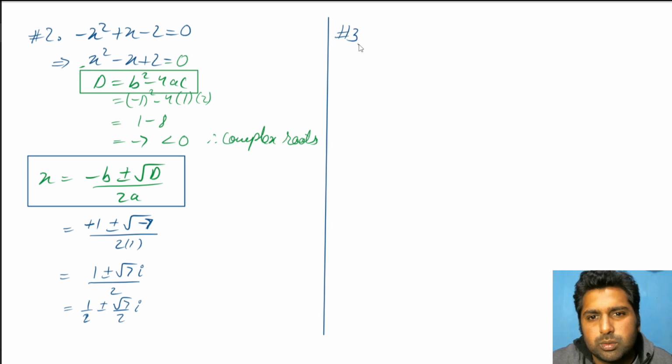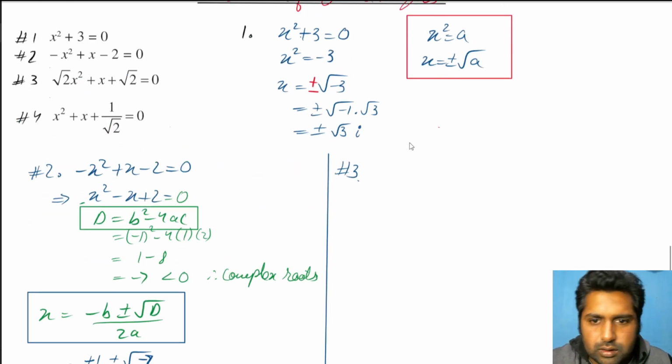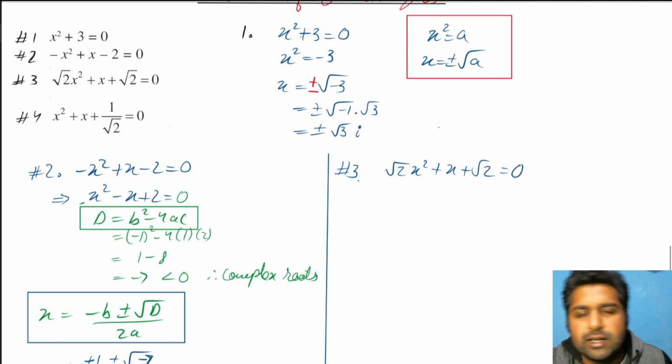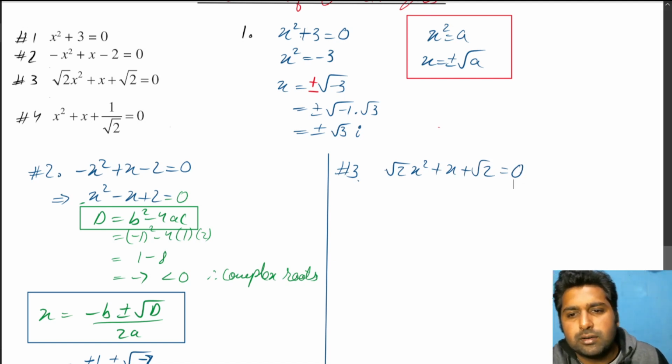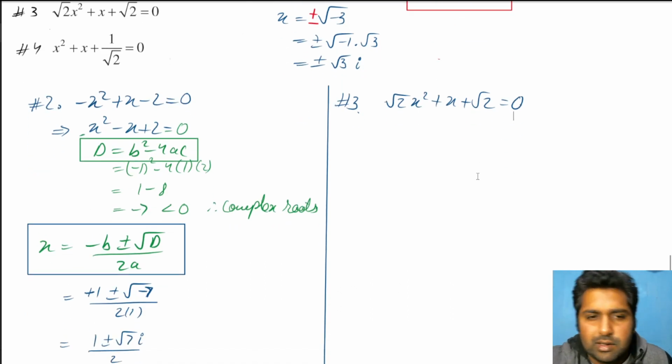Let's look at one more question. Root 2 x square plus x plus root 2. Now these kinds of questions earlier were very typical because you had to do middle term splitting of numbers and you still have to deal with square roots also. With the formula of d, this becomes actually very simple.